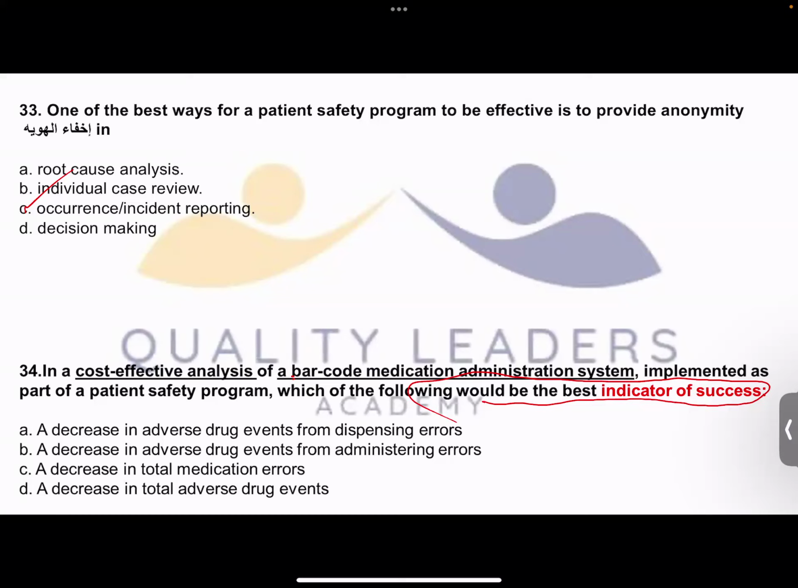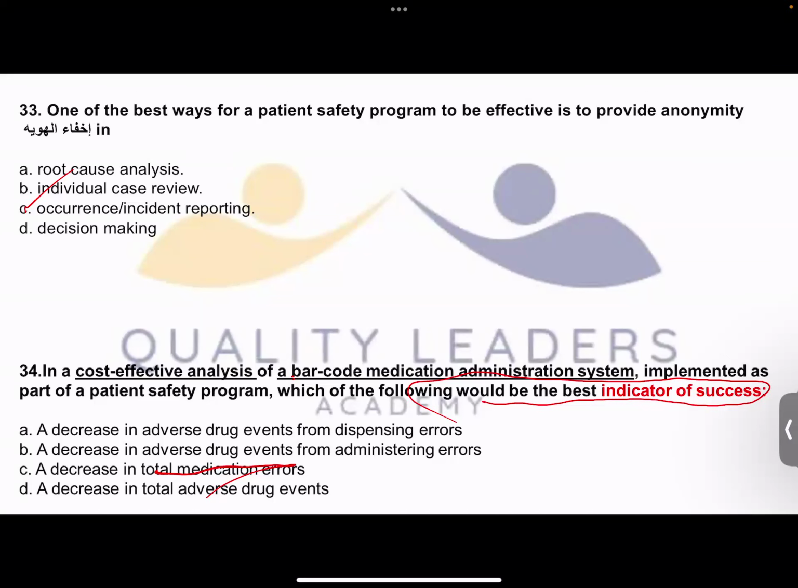So why is it not a decrease in total medication errors? Because errors can be prevented with dispensing, administering, transcribing, prescribing, whatever it is. So a decrease in total medication errors is also incorrect, because not all medication errors lead to adverse drug events. The ultimate goal of the system, like what I said, is to reduce the harm that is measured by adverse drug events, not just errors.